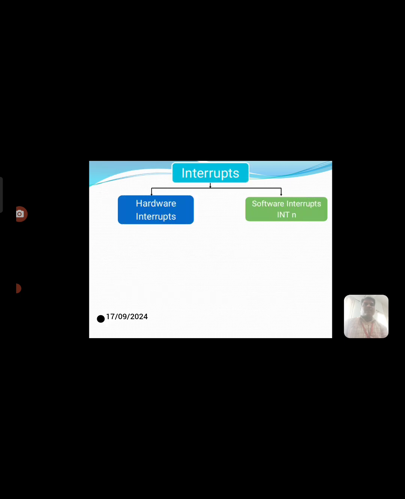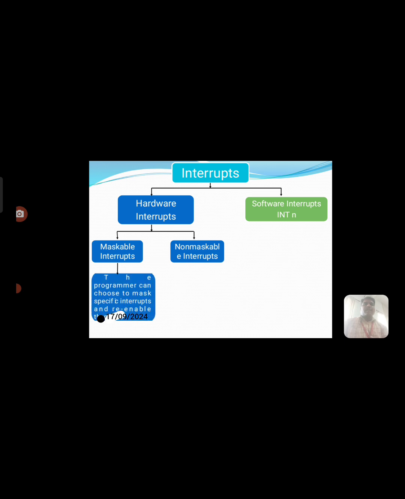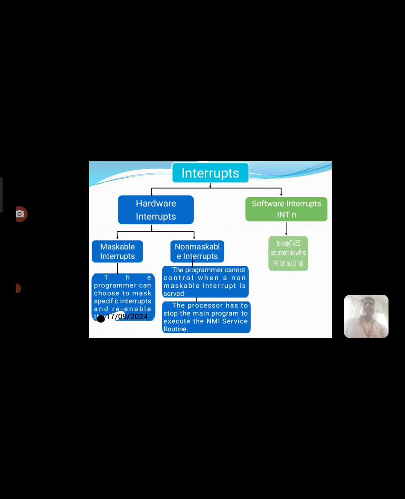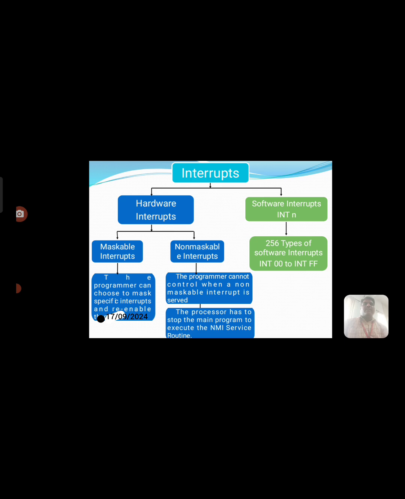In general, interrupts are divided into two types. One is hardware interrupts, another one is software interrupts. Hardware interrupts are further divided into maskable interrupts and non-maskable interrupts. With maskable interrupts, the programmer can choose to mask specific interrupts and re-enable them later. Non-maskable interrupt means the programmer cannot control when a non-maskable interrupt is served. The processor has to stop the main program to execute the non-maskable interrupt. In general, non-maskable interrupts are not controllable, and maskable interrupts are controllable interrupts.